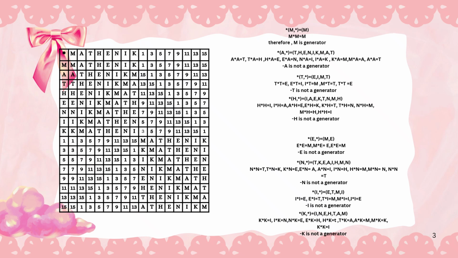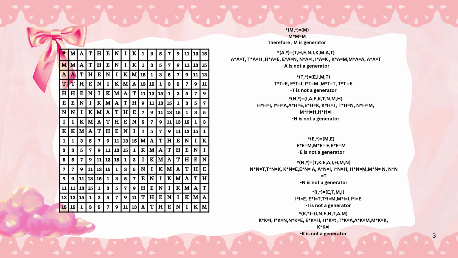Now let's proceed to N, wherein we're going to operate the resulting elements of the subgroup of N. N operates N is equal to T. Then T operates N is equal to K. Then K operates N is equal to E. Then E operates N is equal to A. Then A operates N is equal to I. Then I operates N is equal to E. Then H operates N is equal to M. Then M operates N is equal to N. And N operates N is T. Therefore, N is not a generator.